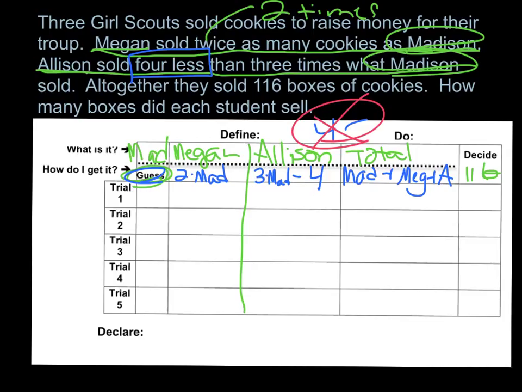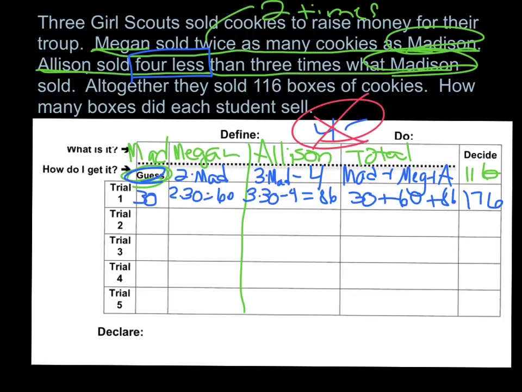All right, well, I know altogether they add up to 116. I am multiplying Madison's by a bunch, so let's just start with 30. Okay, so if Madison was 30, Megan's going to be 2 times 30, which is 60. Allison is 3 times Madison minus 4, so that's going to be 90 minus 4 is 86. And then when I add Madison's plus Megan's plus Allison's, that's going to be 90 plus 86 is 176. Okay, that's way too high.